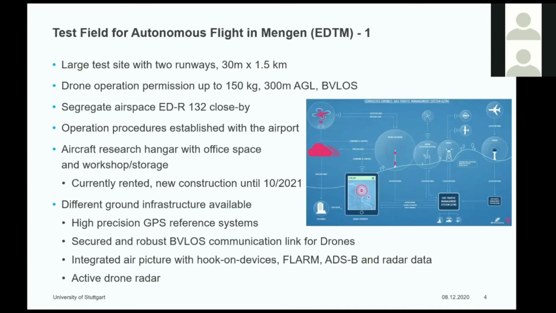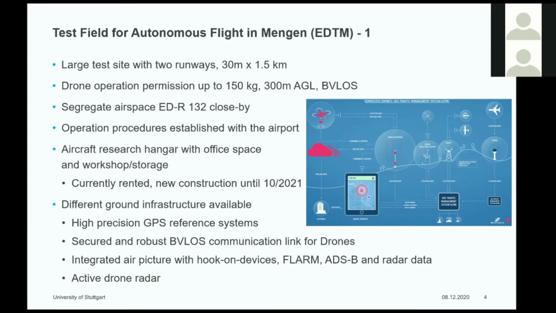There also an aircraft hangar is available, and currently this is rented, but a new construction is currently planned and will be available by the end of next year. It includes office spaces and a workshop with plenty of equipment and storage. For the experiments, various ground equipment is available to the users.